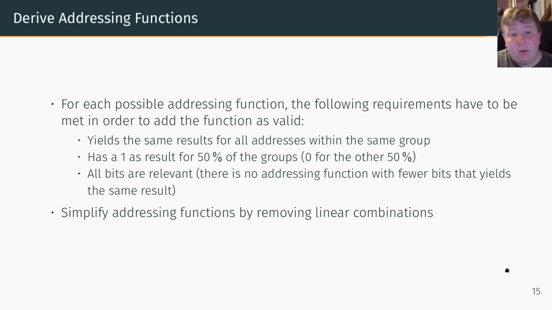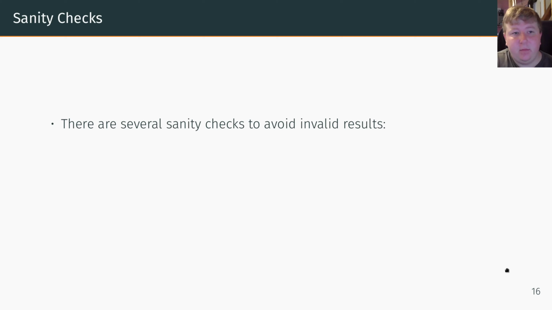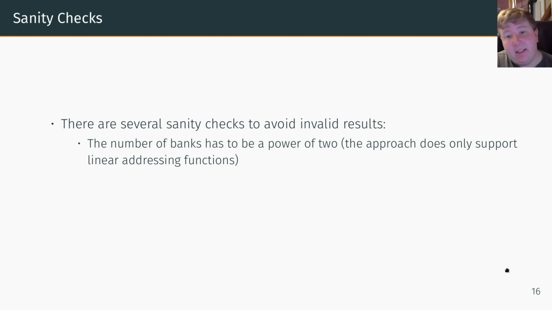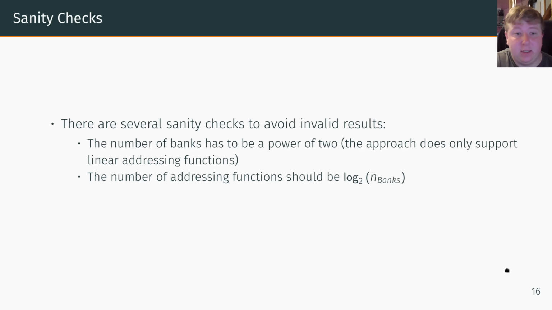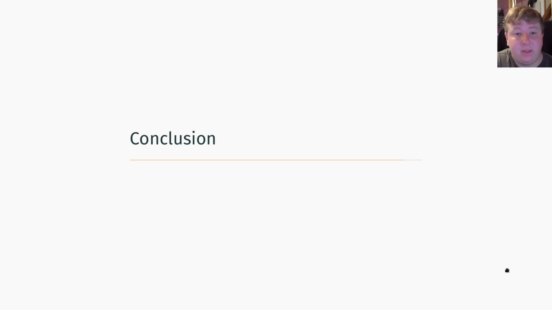Afterwards, we simplify the address function by removing linear combinations. We add some sanity checks. So the first one is that the number of banks has to be a power of 2. So this approach does only work with linear addressing functions. The second one is that the number of addressing functions should be a logarithm to the base of 2 over the number of banks. And the third requirement is that the addressing functions should be orthogonal, so basically divide all other addressing function results exactly in half.